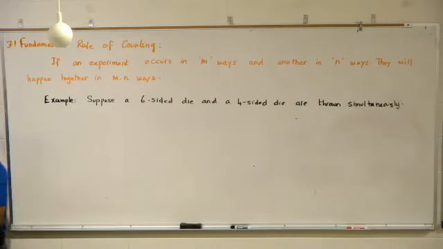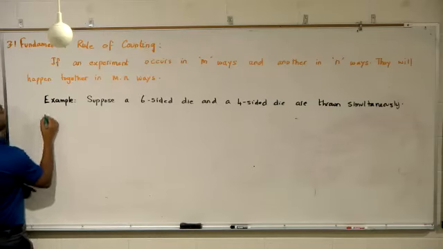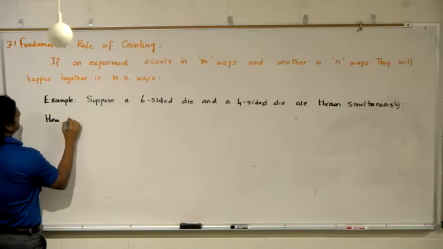So suppose a 6-sided die and a 4-sided die are thrown simultaneously. How many possible outcomes would we have in the sample space? 24.